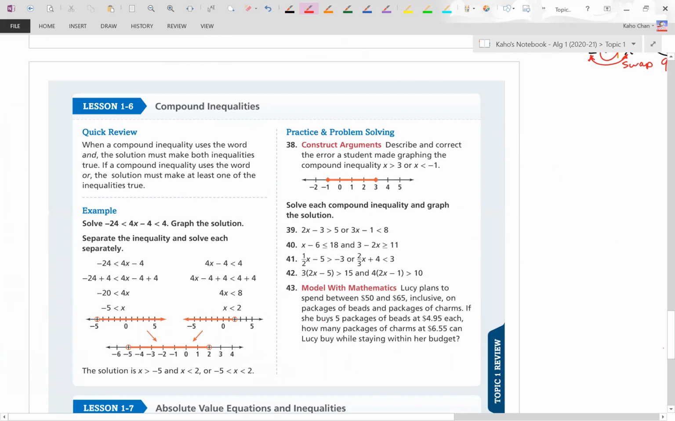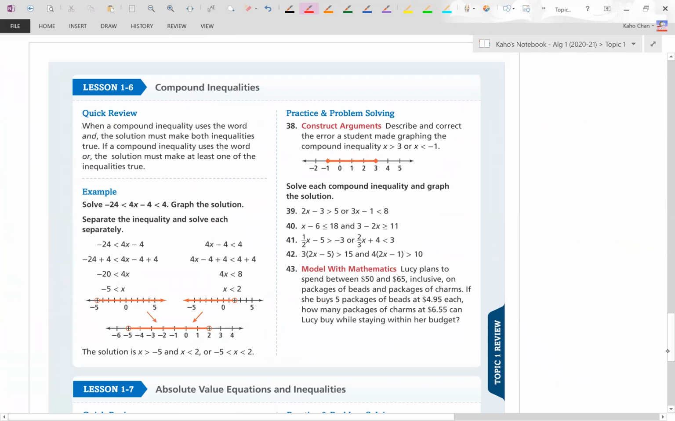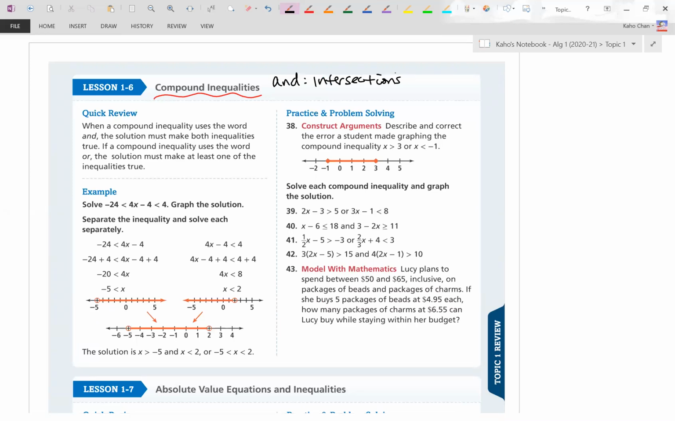Compound inequalities. All right. Compound inequalities involve ands and ors. Ands are referring to intersections of two rays, like Sparks Boulevard and Dis Drive, where they cross is where the two streets intersect. For intersections, you want to look for the overlap.